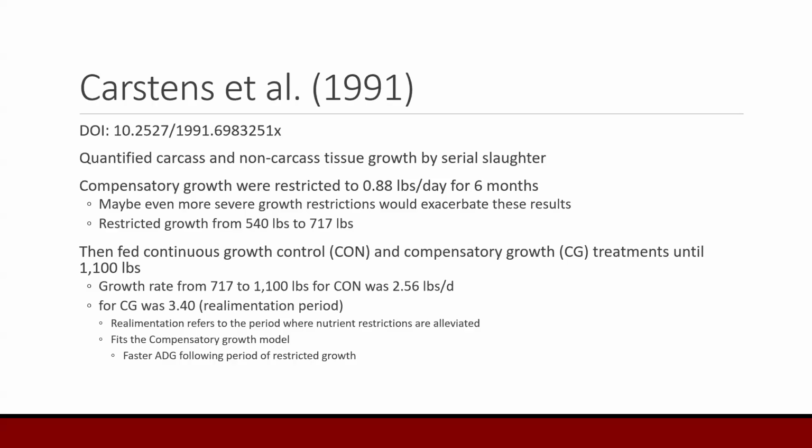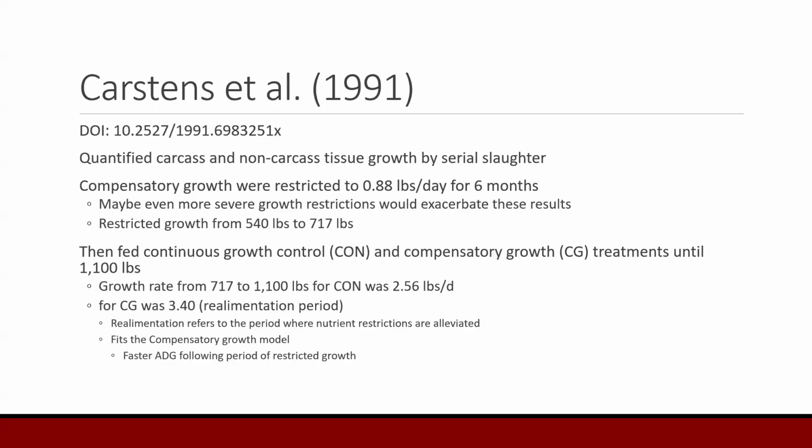They restricted growth when the animal weighed from 540 pounds to 717 pounds. So that's a little under 200 pounds of growth at a real slow growth rate. Then they fed a continuous growth control. They had a control group of animals that were not restricted in their rate of gain during that initial feeding period.